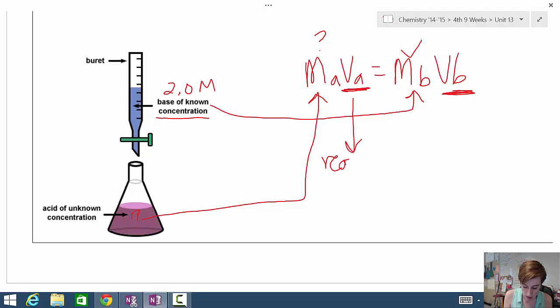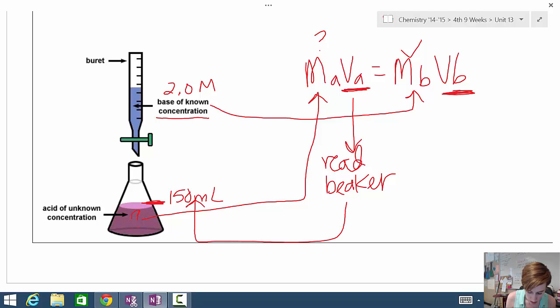You read the beaker. For example, let's say there's a line here and the line says 150 milliliters. Then that would be our VA. So in the lab, when you're doing this, you need to read the volume of your acid, and that is your VA. Okay, so now we have VA. Now all we need is VB to solve for our molarity.